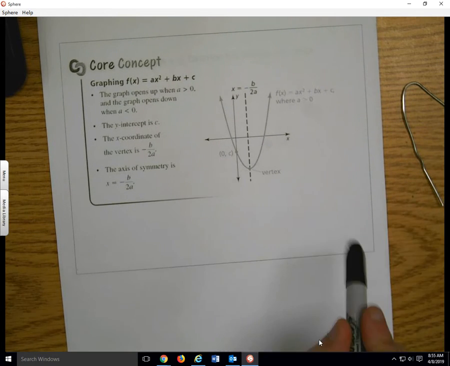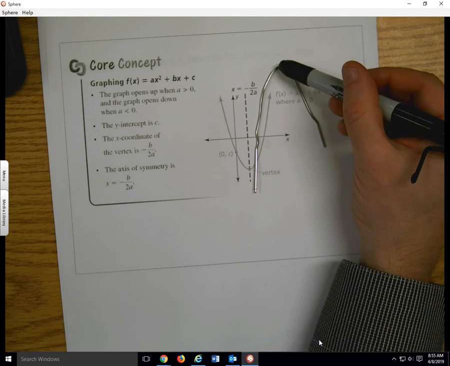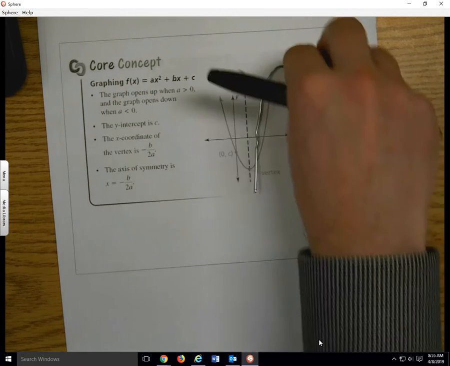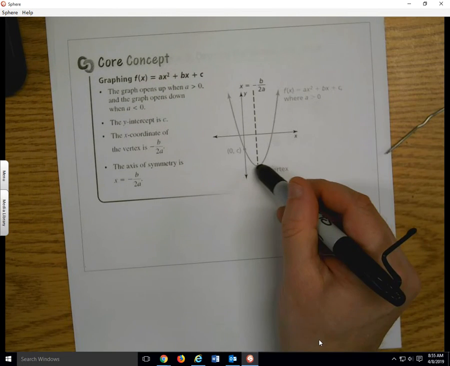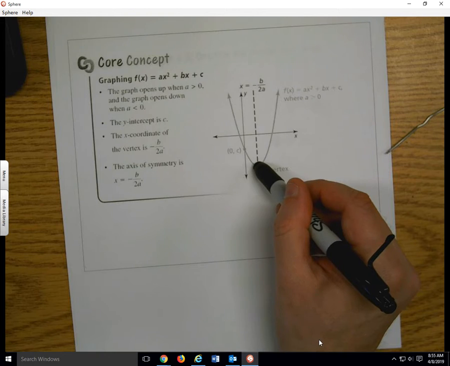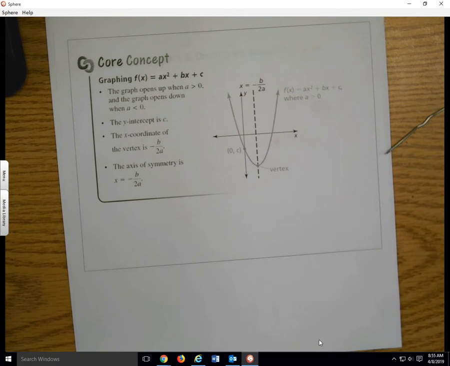that you could find the maximum and the minimum point. If it's going negative, we're finding the maximum point. But if it's positive, like the one on this paper here, then we find the minimum point, and the vertex is going to either be at the maximum or minimum point. And then we talked about how you could find the vertex.